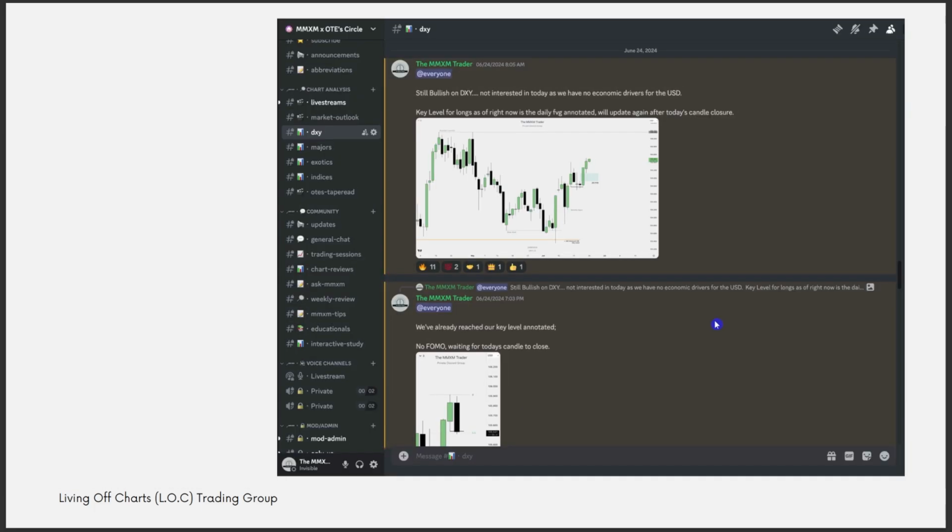So here's a call out from the MMXM trader. We're still bullish on DXY, but we're not interested in that particular day because there were no economic drivers. So there's a key level over here, right? So we need to wait for the candle closure, because it might as well just drop and close below the fair value gap, and then we're not interested anymore. So we need to see how that closes first.